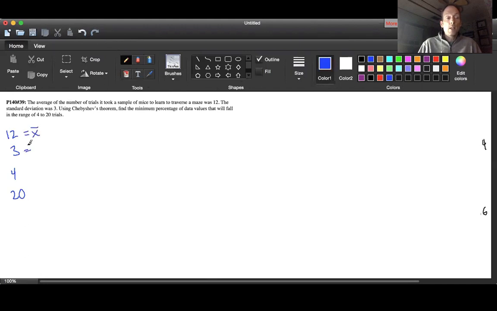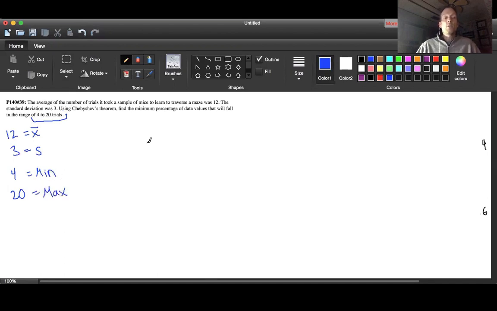The 3 they gave me along with the standard deviation. So from the last video, the symbol for our sample standard deviation is going to be S. And the 4 and the 20 came up in the context of a range of 4 to 20 trials. So my 4 must be my minimum, and my 20 would have to be my maximum.